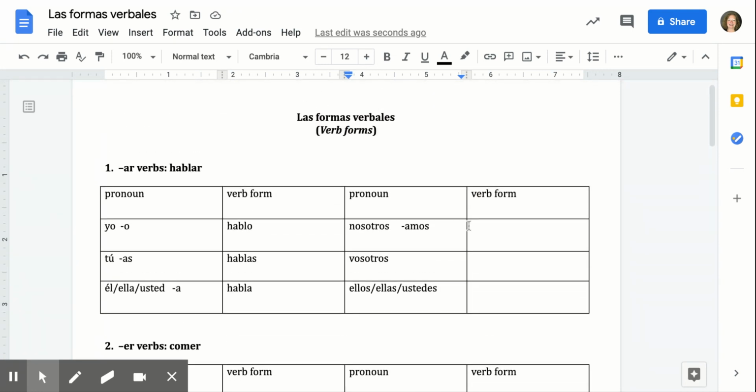Okay. The nosotros form is the we form. The we form ends in -mos in every tense in Spanish, no exceptions. If you hear something that ends in -mos, that is a we verb form. That's saying we are doing something, or we did something, or we were doing something.